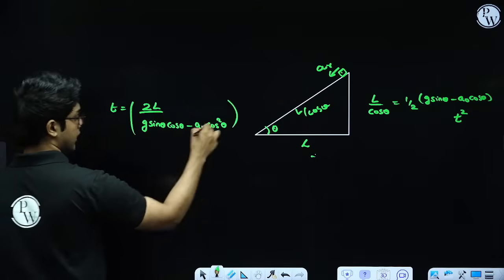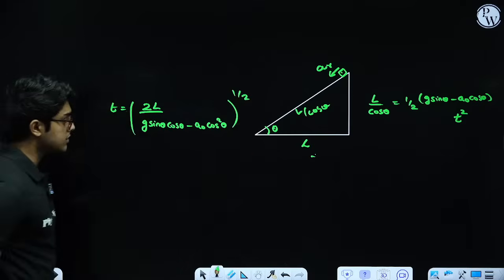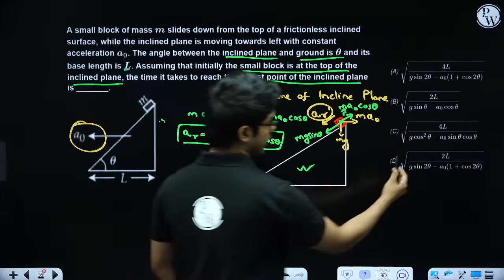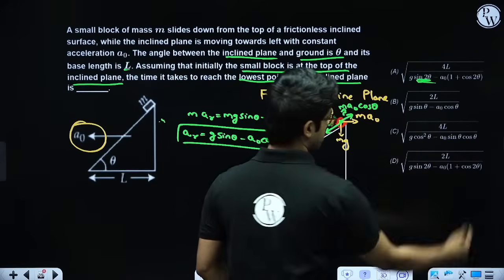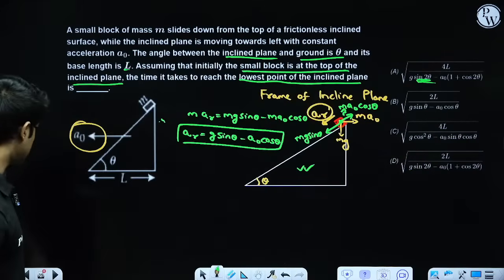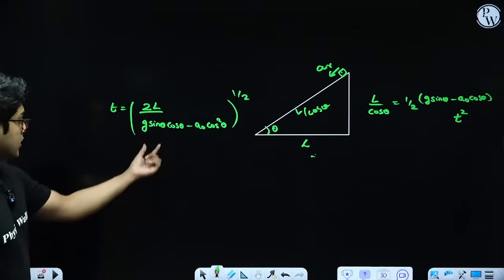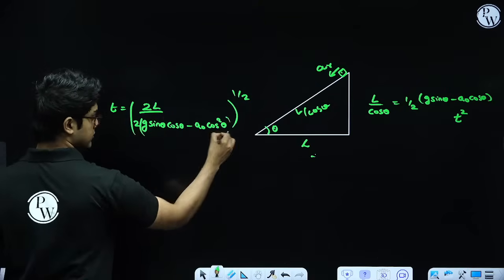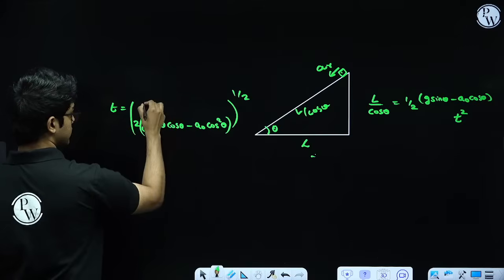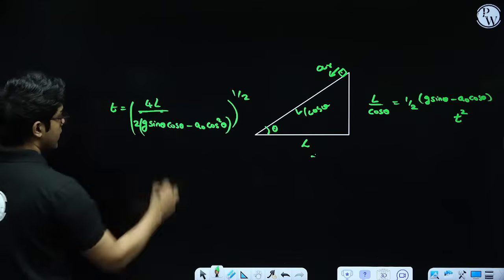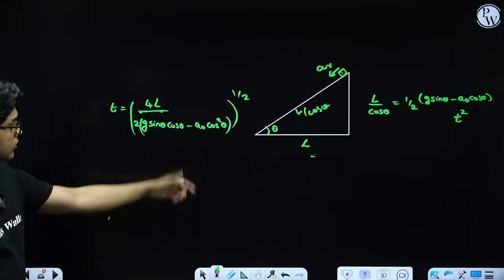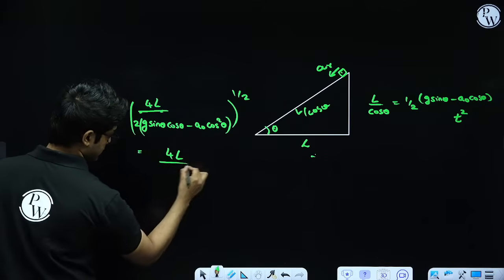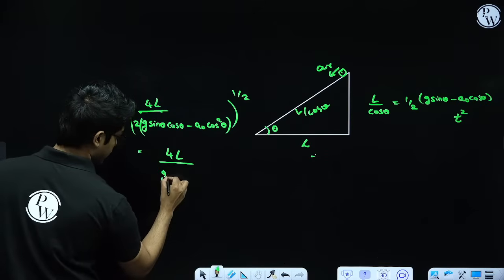Okay, and the under root of this thing. So this is the answer. Now in the options they are converting it into sine 2 theta, cos 2 theta and so on. That is just trigonometry, we can do that. So what we'll do is we'll multiply and divide with 2. So this will become 4L, right? And here 2 sine theta cos theta will become sine 2 theta. So this is g sine 2 theta.